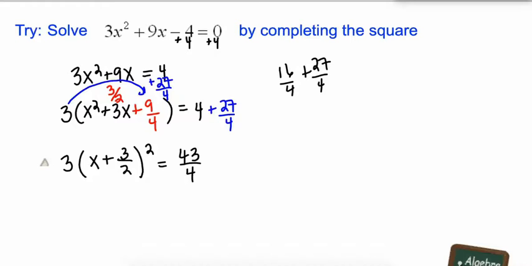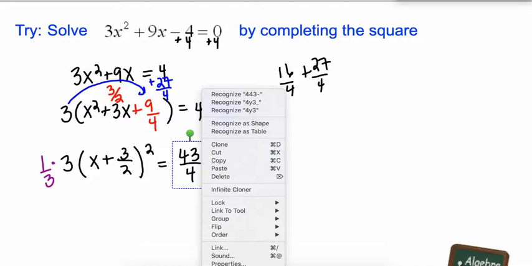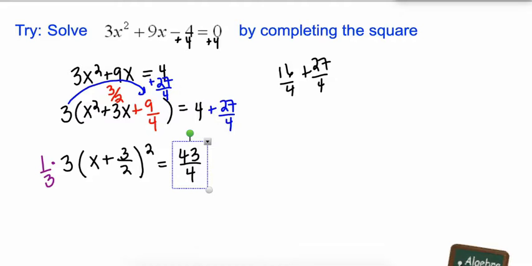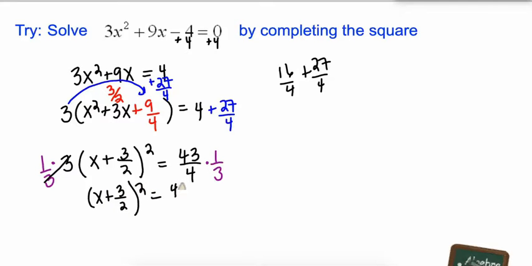We're going to multiply both sides of the equation by 1/3. X plus 3 over 2 quantity squared equals 43 over 12.